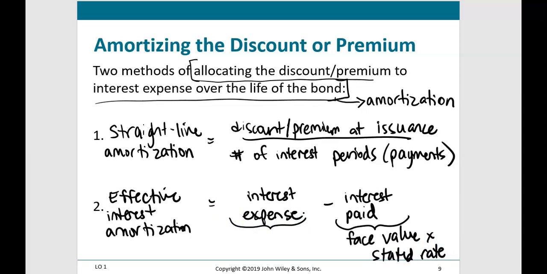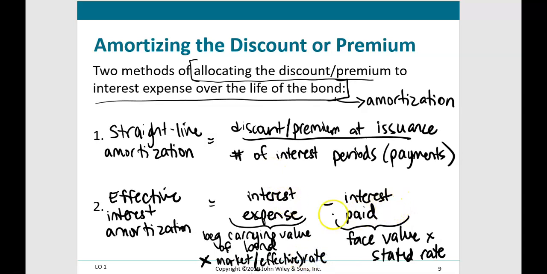The interest expense amount is going to change each period. It's going to be equal to the beginning carrying value of the bond, and we're going to multiply that. So the beginning carrying value of the bond will change each period as we're amortizing the discount or premium. And we're multiplying that beginning carrying value of the bond by not the stated rate, but the market rate or effective rate. And that difference between interest expense and interest paid is the amount of the effective interest amortization.